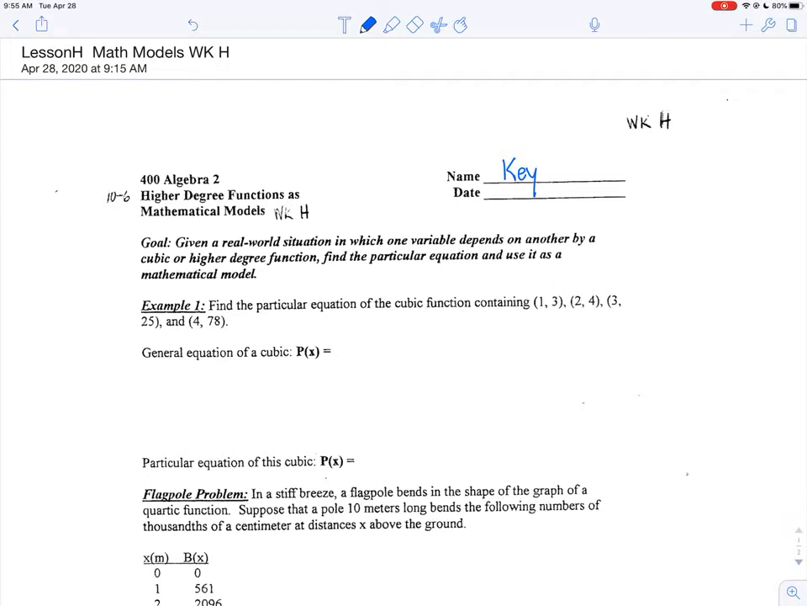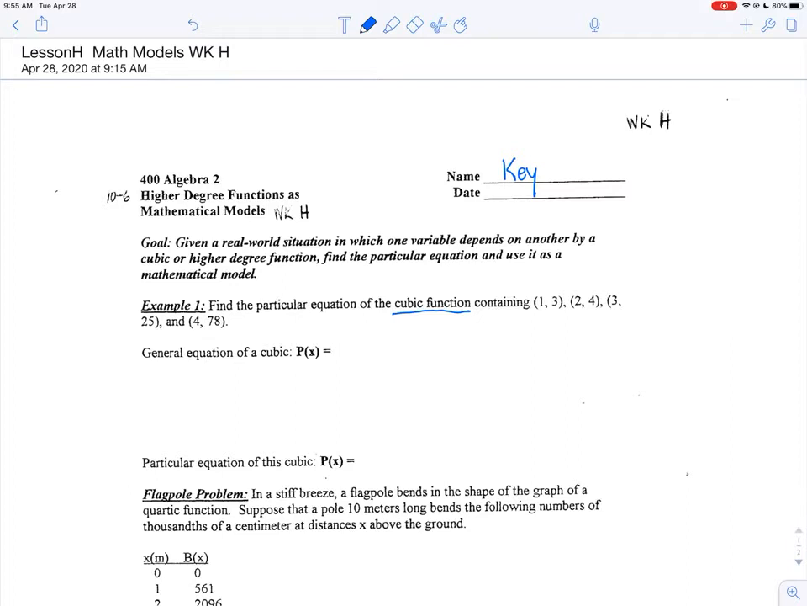So example 1, jumping right into it. Find the particular equation of the cubic function containing these points: (1, 3), (2, 4), (3, 25), and (4, 78). All right, so a couple of key things. They're giving us some information. They're telling us that this is going to be modeled by a cubic function. That is extremely important for how we're going to solve this.